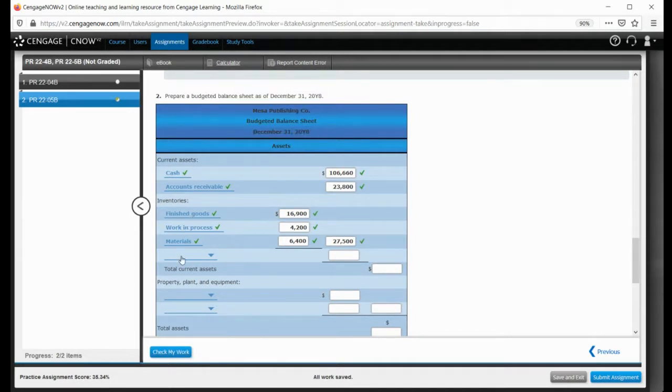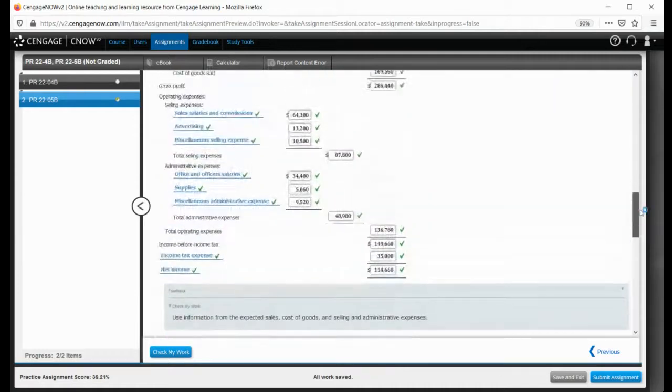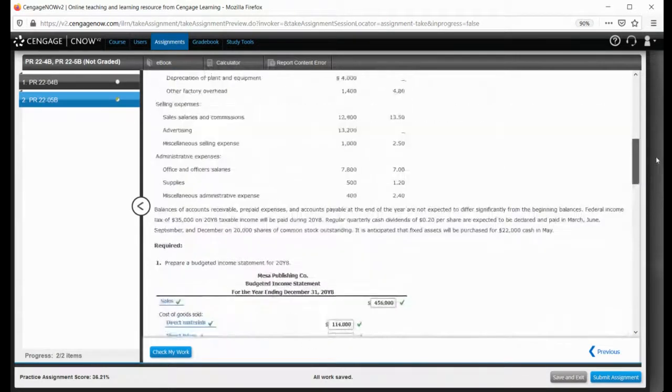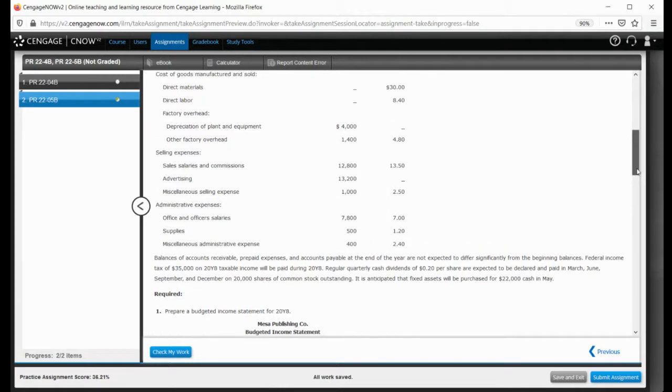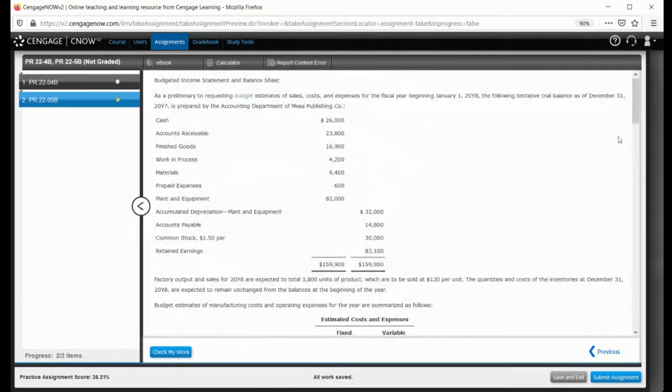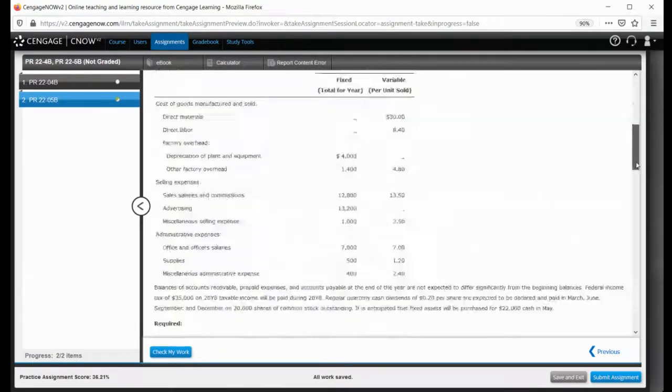The next type of current asset that we would have would be our prepaid expenses. And our instructions tell us that they are not expected to differ significantly from the beginning balances. So our prepaid expenses, you're just picking up the amount that they give us, which is $600 in this case.